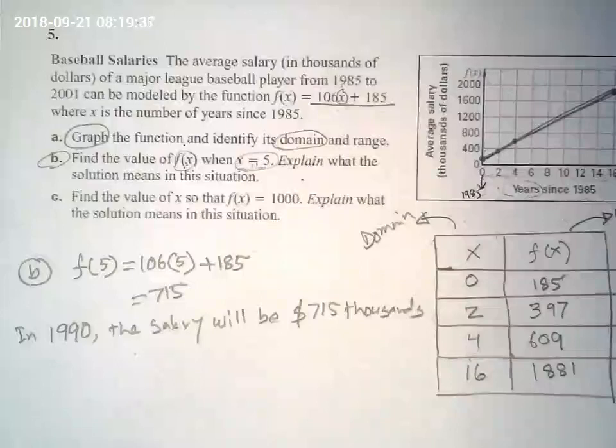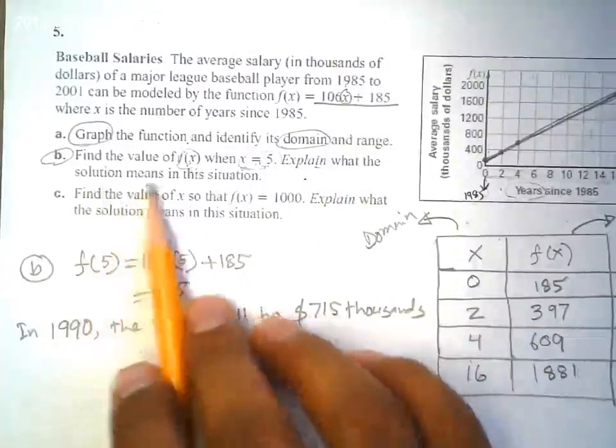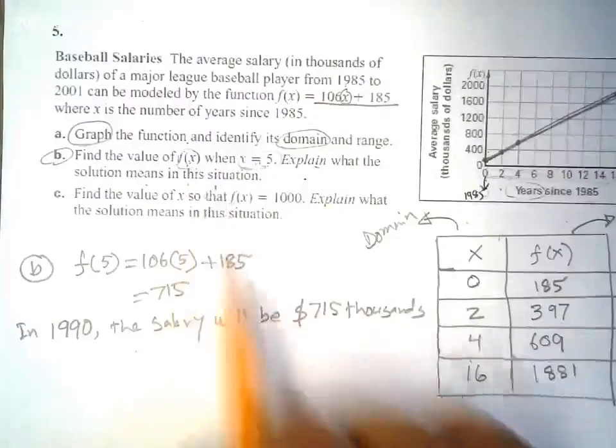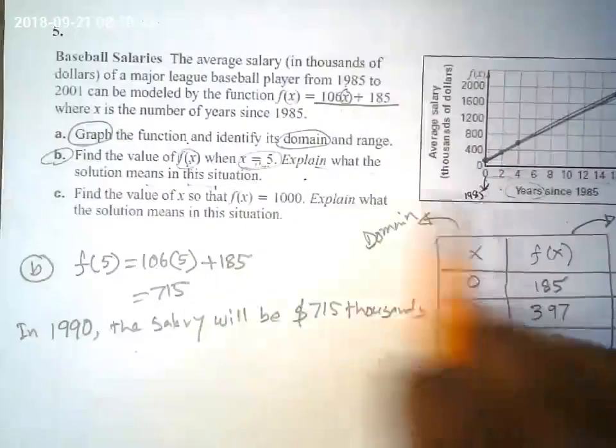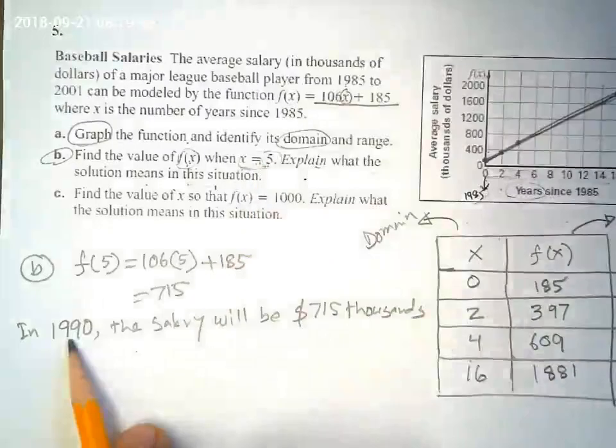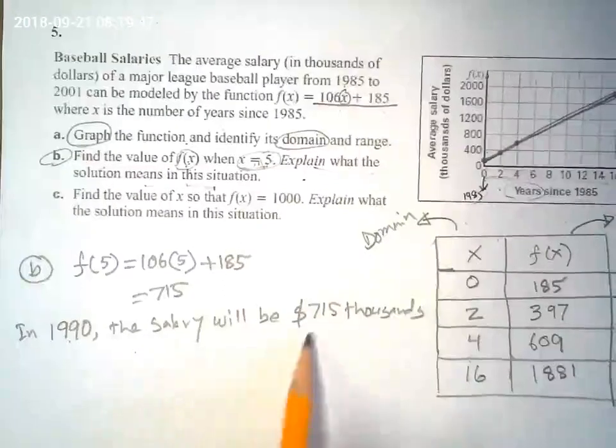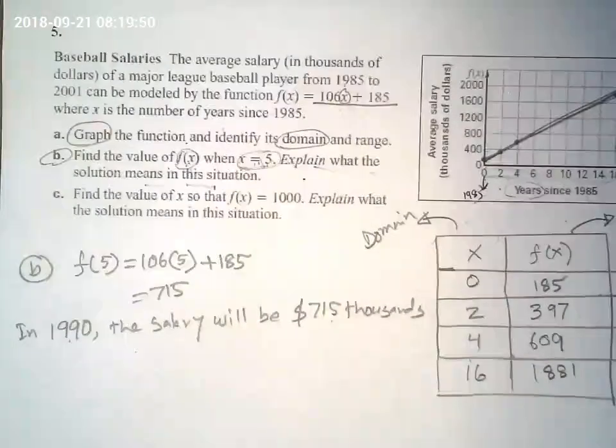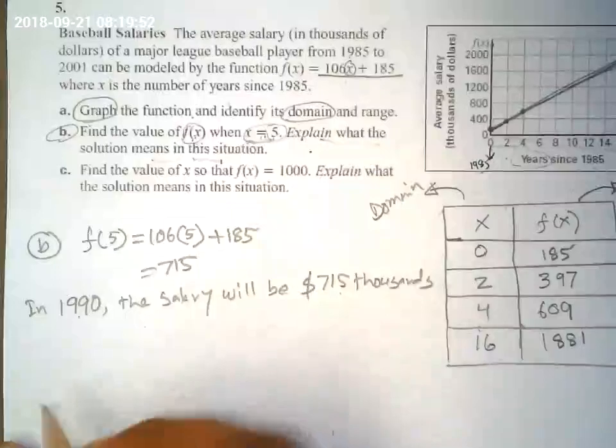This makes sense. So here this said, explain what the solution means in the situation. Solution means from 1985, after 5 years, which is 1990, the salary will be 715,000. 715,000. Let's do C.